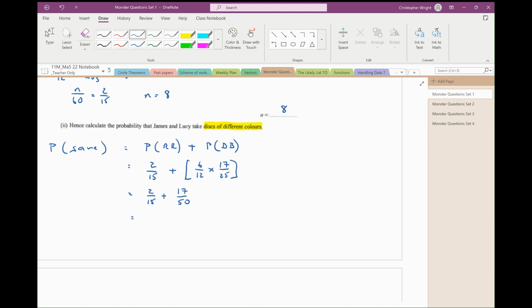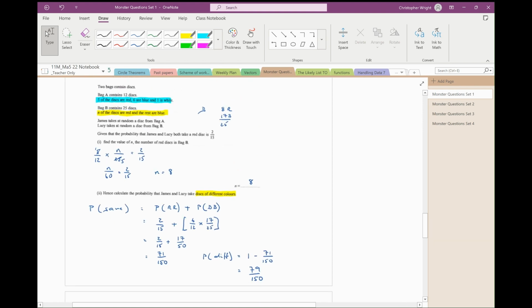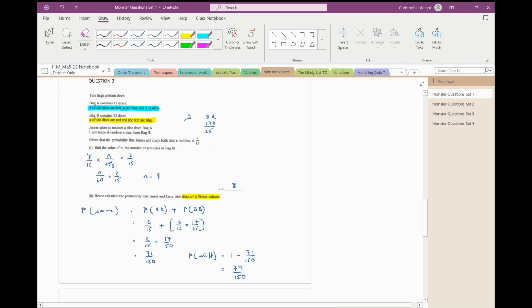17 over 50. So the probability of them both taking the same disk is 71 over 150. So the probability that they'll take different ones is 1 minus 71 over 150, which is 79 out of 150. So there is the solution to question number 3.